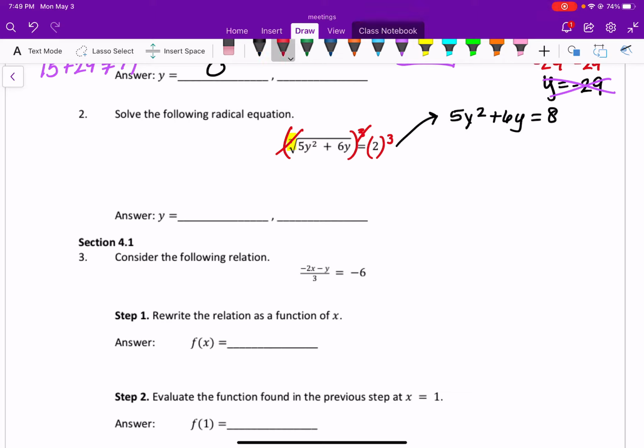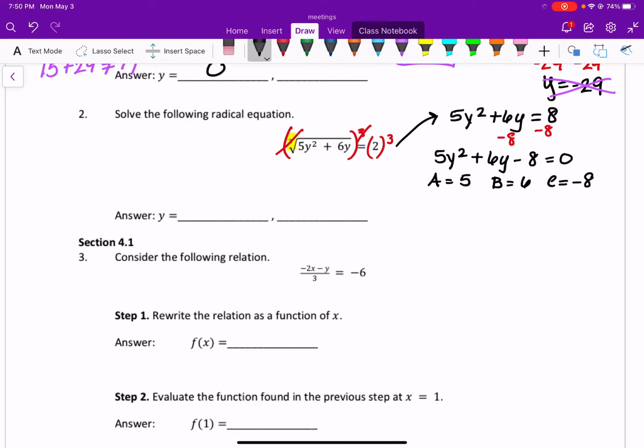We're now going to subtract that 8 from both sides, so everything is on the side with our y squared. So we have 5y squared plus 6y minus 8 is equal to 0. And really the only way we can solve this, or that we know how to do, is the quadratic formula. So we're going to start off with a being 5, b is 6, c is negative 8.